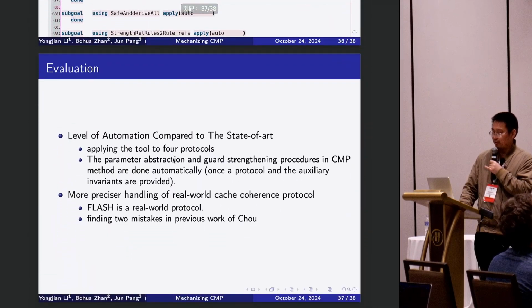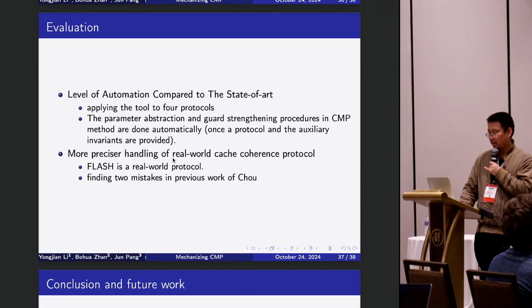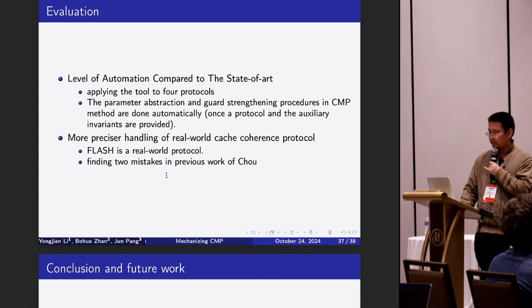We also evaluated our tool. It is much more automatic than the state-of-the-art tools. We can also prove the Flash protocol formally. We have found two mistakes in the previous CMP work of Chou at Intel.